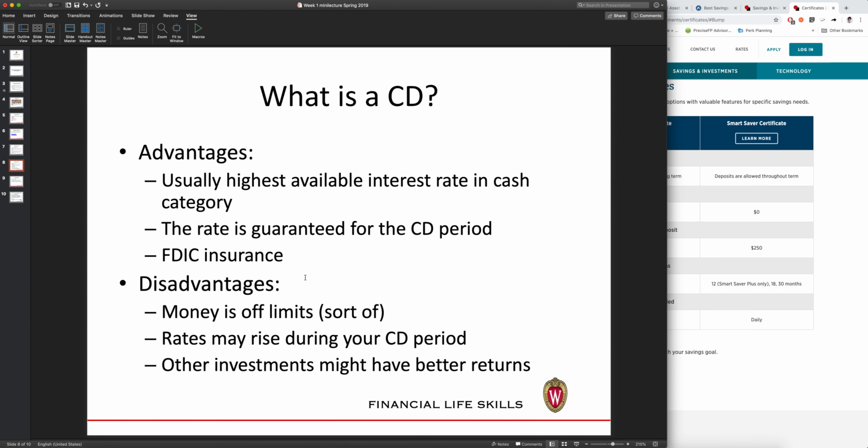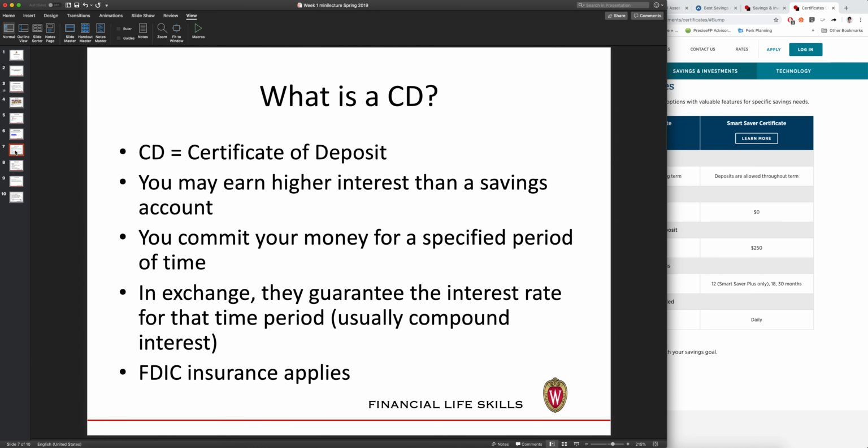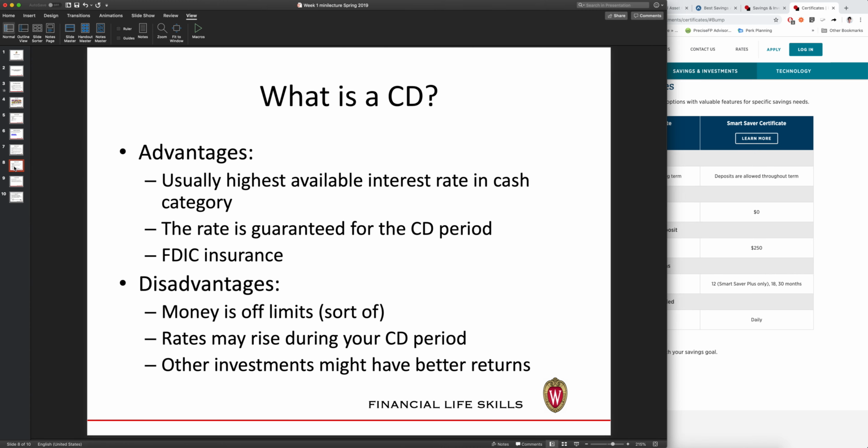So another disadvantage of a CD is you might make more money somewhere else. As we looked at with this chart of returns, maybe instead of having your money in a CD, aka cash, maybe you could do better in a different asset class. The downside, of course, being any other asset class introduces a lot more risk than cash. But cash's biggest risk is inflation. So risk is present no matter what we do.